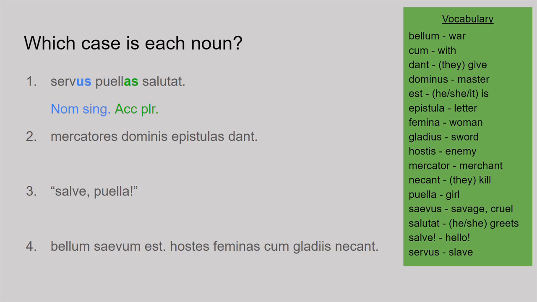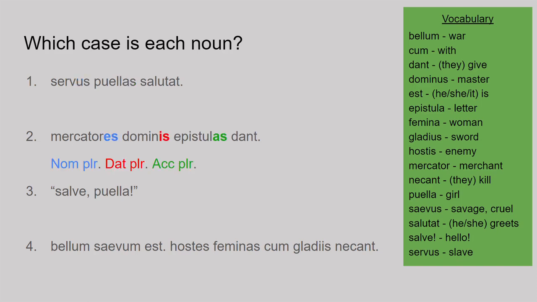For number 2, mercatores is nominative plural. It could also be vocative or accusative. However, no one's being directly addressed and the verb is plural, so it's more likely to be the nominative, which has to match the verb. Dominis is second declension and could be dative or ablative. Because I know the verb means gives, I can assume that to or for is a better option than by, with, or from. So that one's my dative plural. Epistulas is the first declension accusative plural, and it's the object of my sentence. So the sentence means the merchants give the letters to the masters.